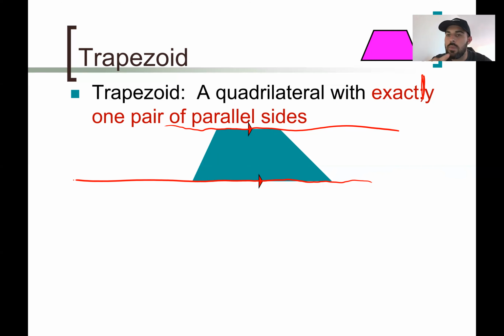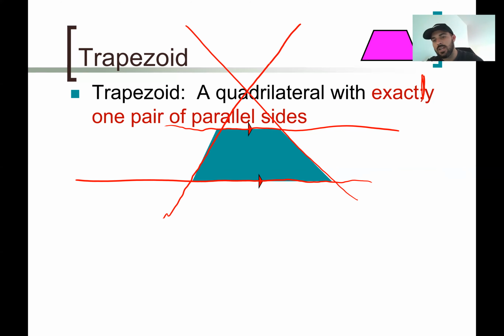Now, would it be considered a parallelogram? The answer is no. Why? Because a parallelogram has 2 pairs of parallel sides, and this only has 1 pair. Because if I look at this line right here, if it were to keep going, and this one kept going, they would intersect and cross, which would not make it a parallelogram. So a trapezoid has exactly 1 pair of parallel sides, okay?